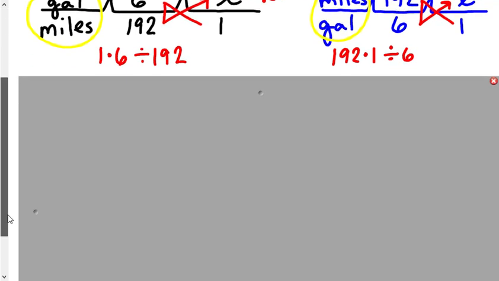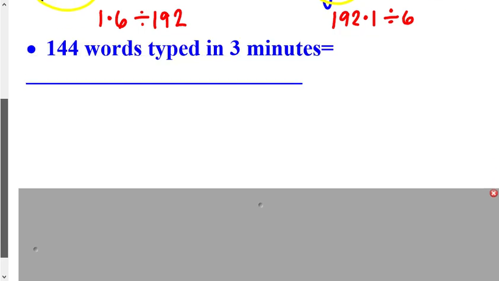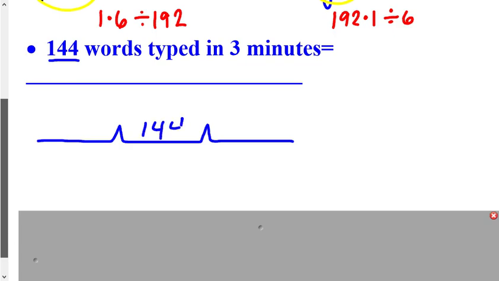All right. So looking at our next example, we're going to type 144 words in 3 minutes, and we want to know what unit rate that shows. So it's already a rate because it's comparing two things with two different units, but we want to find the unit rate. So the two things that are being compared, 144 is our bigger number, so we're going to put it on top. So 144 words in 3 minutes.